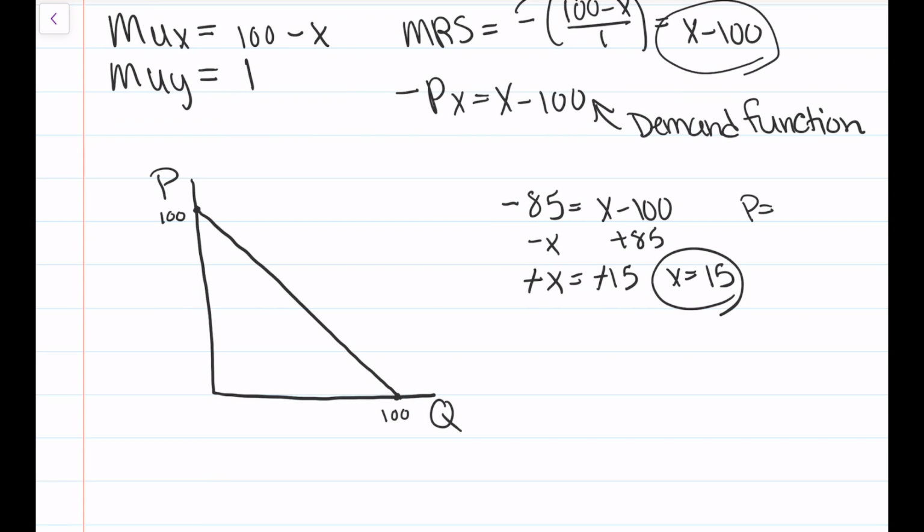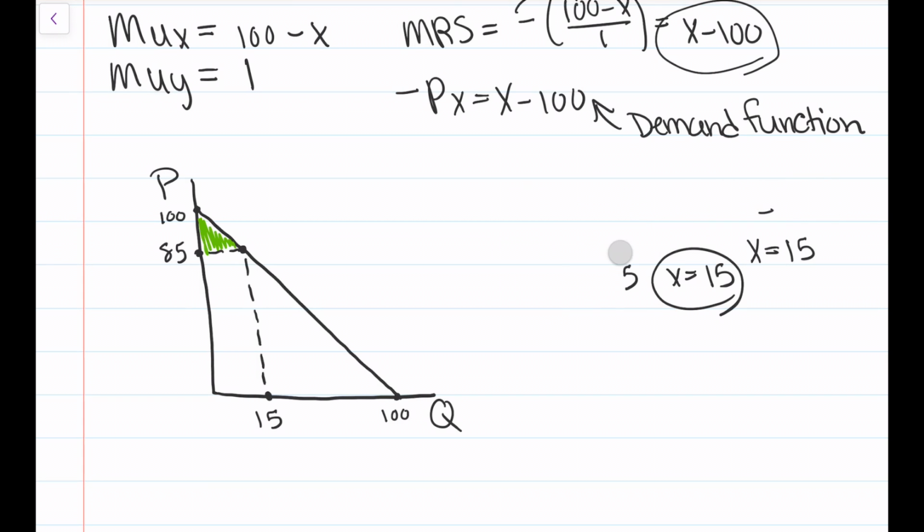Now we know that when price is equal to 85, her demand, her quantity, is 15. So we're going to plot that on the graph: 85 and 15. Okay, so now we know this area right here is going to be our consumer surplus, and now we're going to find out exactly what that area is. I'm going to erase this to give us some room.